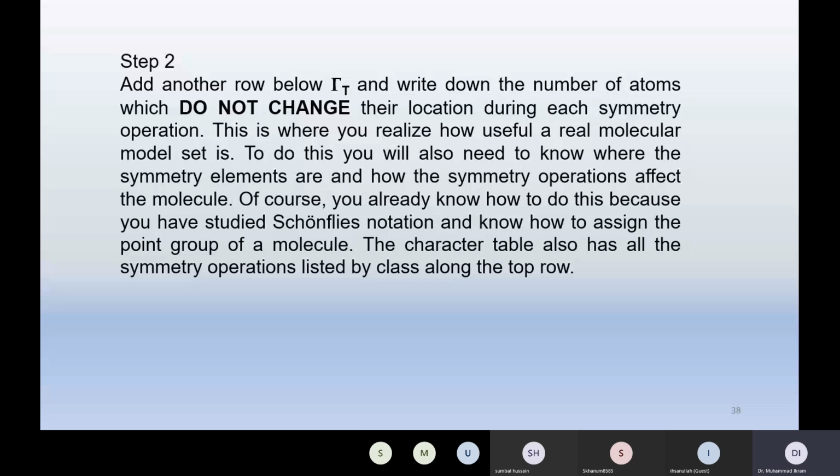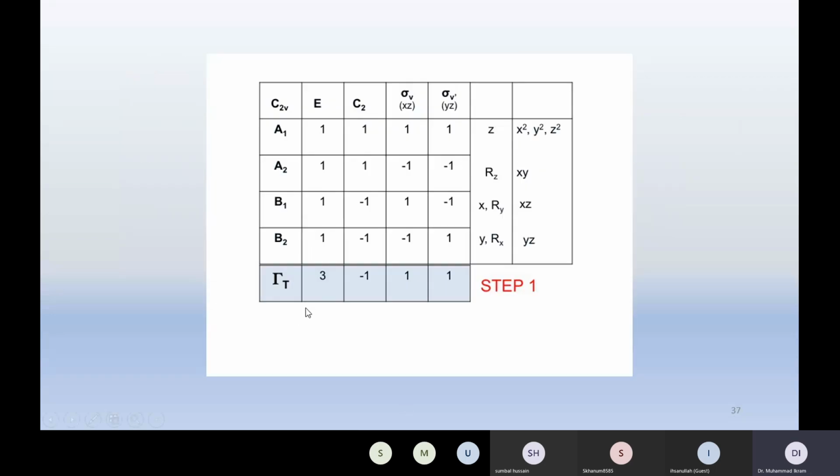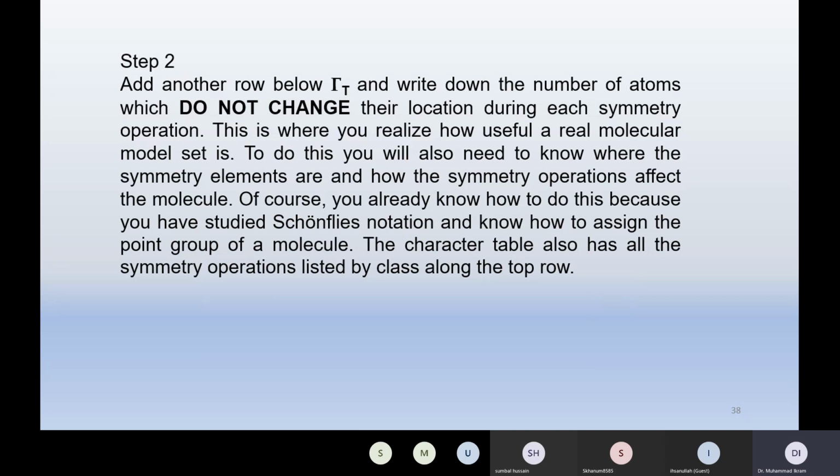ठीक है, add another row below sigma t and write down the number of atoms which do not change their location during each symmetry operations. अब इसके नीचे ये जो है इसके साथ हम एक और रो लगा देंगे और हम इधर लिखेंगे सिग्मा number of atoms which do not change their position upon the symmetry operation. ठीक है, so जो हम सिमेट्री ऑपरेशंस करेंगे और कितने नंबर ऑफ एटम्स जो है वो अपनी पोजीशन नहीं चेंज करेंगे तो उसको लिखेंगे.